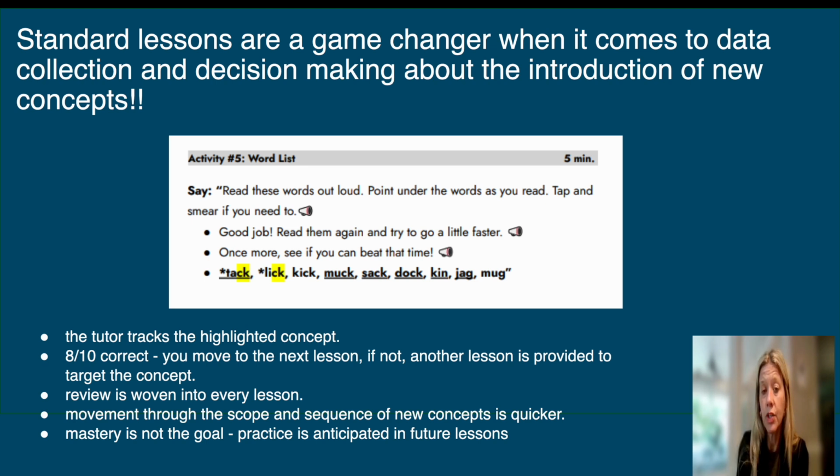So for data collection, we will use the 2 targeted words that you see highlighted there, and we're going to collect data on that concept, CK. And there are 10 opportunities throughout the standard lesson for you to collect data. If the kid scores 8 out of 10, showing you that they understand how to decode and encode that new concept, then you move on. And if they don't, then you go back and you reteach that lesson. There's going to be a new lesson provided for you to do that.